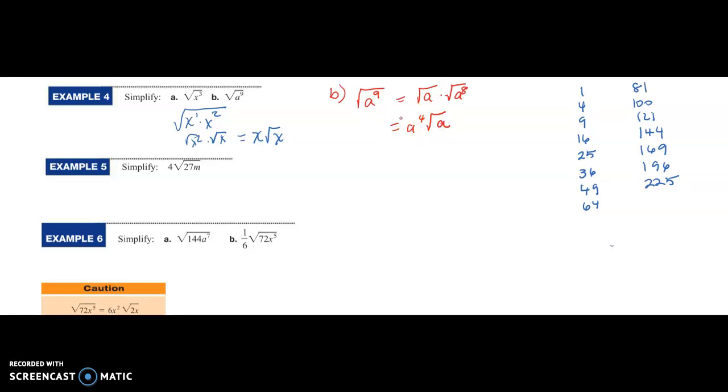Okay, if you need more practice, go look at your textbook, and there's some drop-down examples in the online textbook that would be great for you to practice. We're going to move on to example 5.